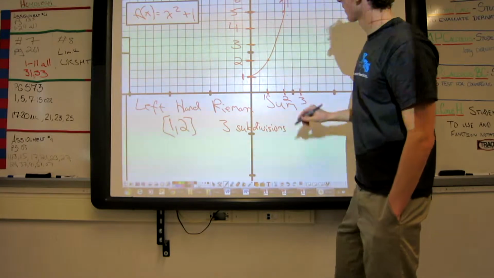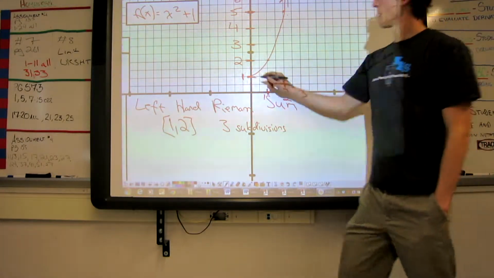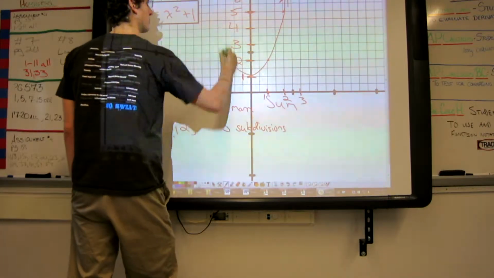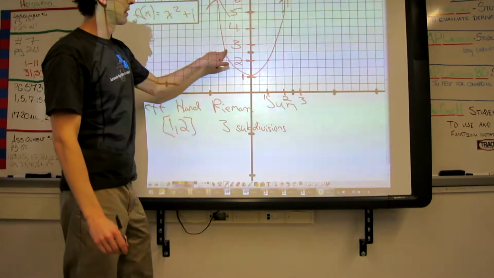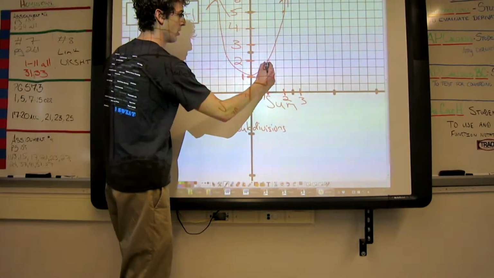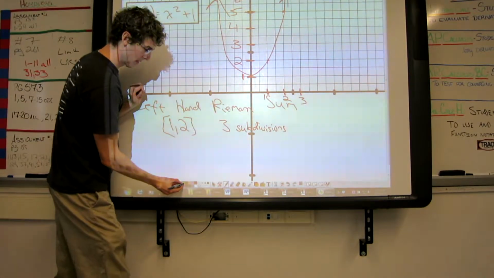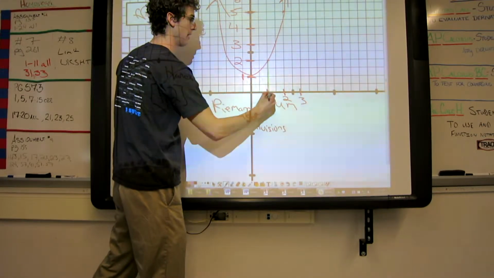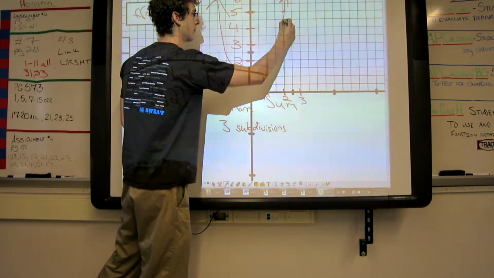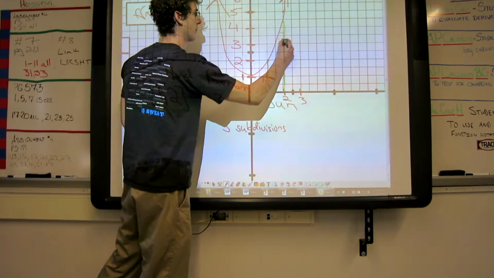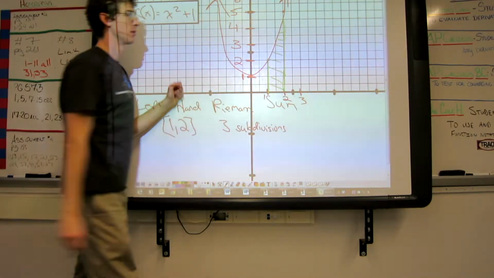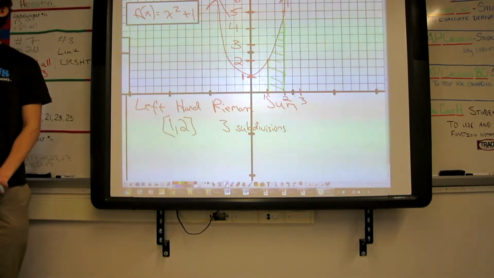Let's look at that graphically, guys. Here's my parabola, right? Not that good on this side. But from 1 to 2, you want to approximate this area right here using Riemann sums. That's your interval.